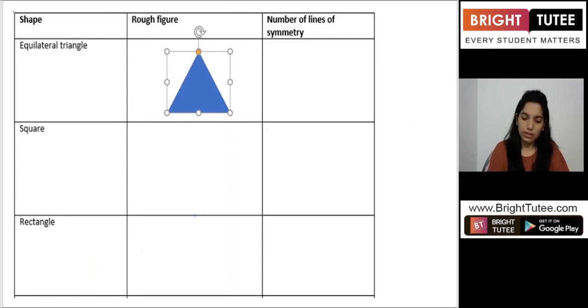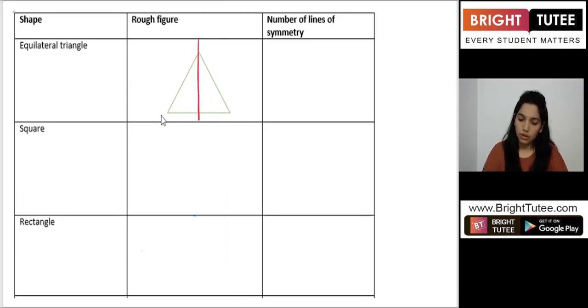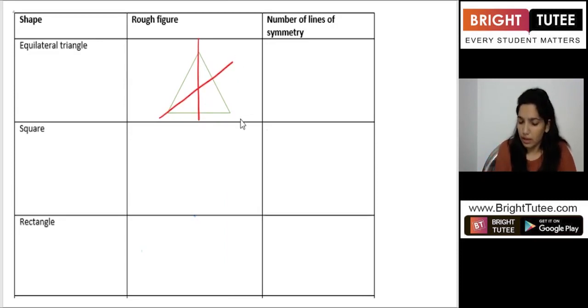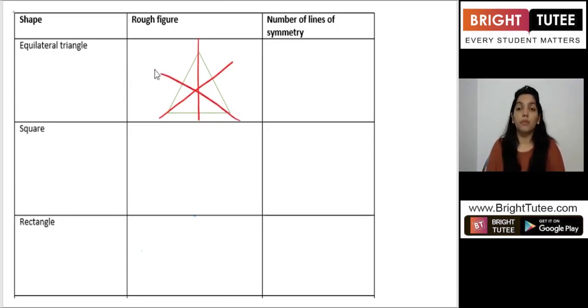Okay, so this is an equilateral triangle that we have drawn, and now let us draw the lines of symmetry to it. So 1, 2 and 3. From each of the vertices we can draw 1 line of symmetry. So a total of 3 lines of symmetry are possible for an equilateral triangle.